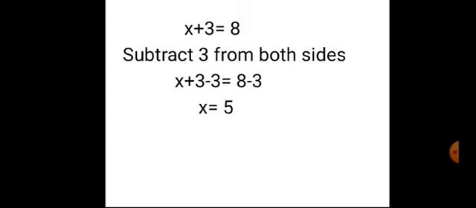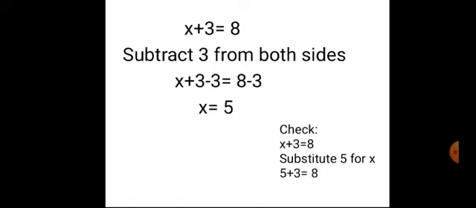So we can check if we are right. We put in 5 for x in the equation. So we have 5 plus 3 equals 8. And our 5 plus 3 is what? 8 equals 8. That balances the equation. So we are good. Question 2 now. 3b equals 10 plus b.